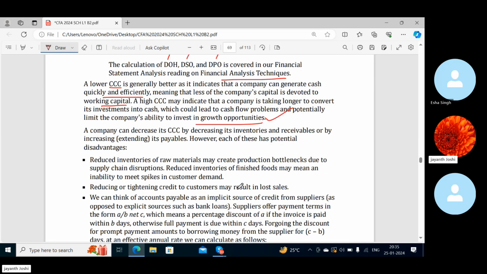Okay, and then again you have to take loans, again the burden will increase on you. So a company can decrease its cash conversion cycle by decreasing its inventories and receivables, and by increasing or extending its payables. So how can you decrease your cash conversion cycle? Let's say, by decreasing its inventories and receivables and by increasing or extending payables. However, each of these has potential disadvantages.